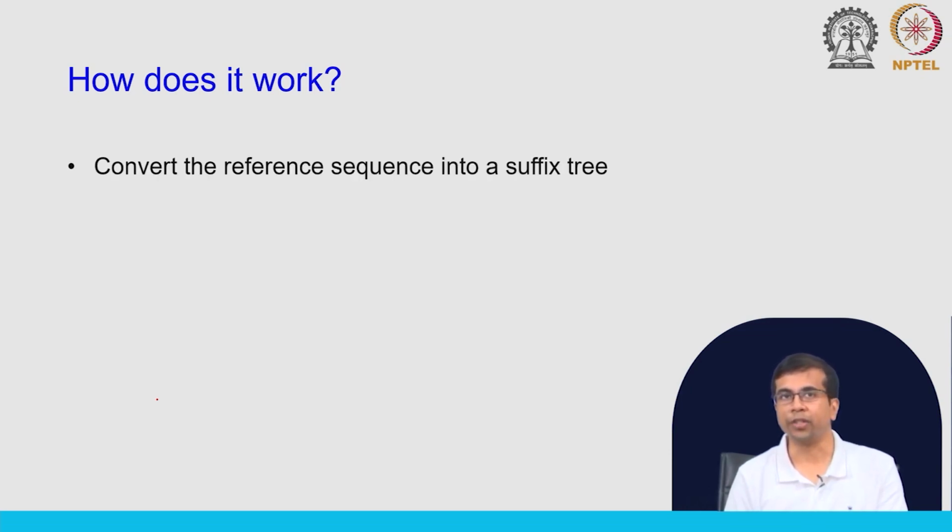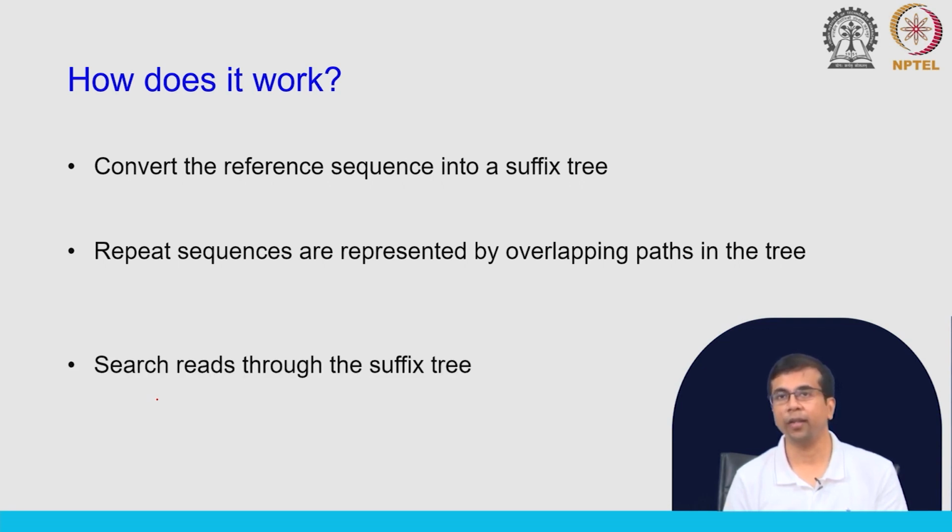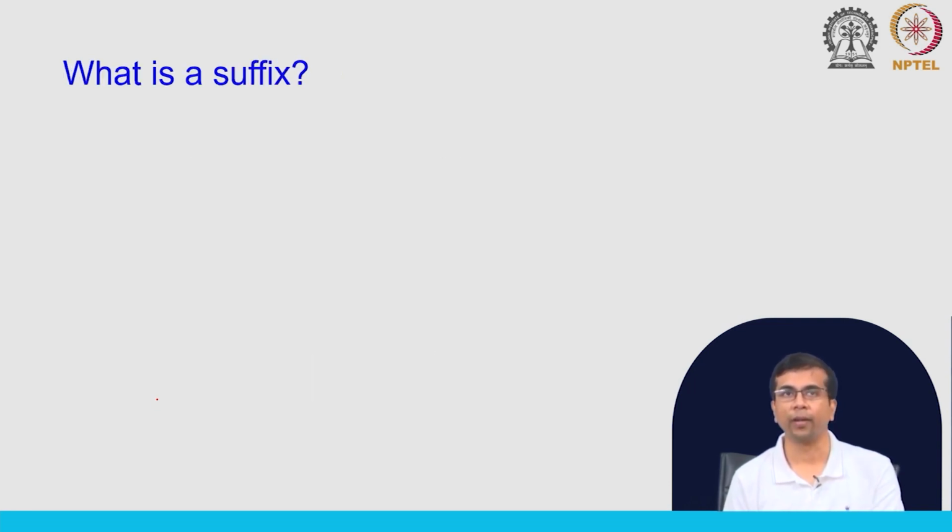What we do is we convert the reference sequence into a suffix tree. We will see in a moment how we do that. We will also see that repeat sequences are represented by overlapping paths in the tree, which means mapping reads to repeat sequences becomes very efficient. Then we search reads against the suffix tree. Again, we will discuss this in much more detail as we go along.